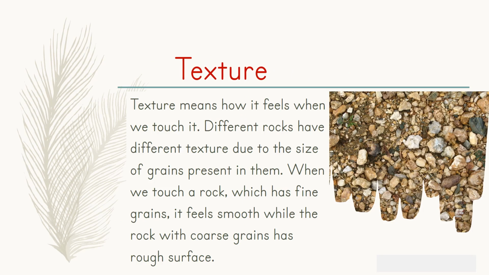Texture means how it feels when we touch it. Different rocks have different texture due to the size of grains present in them. When we touch a rock which has fine grains, it feels smooth, while the rock with the coarse grains or the large grains has a rough surface.